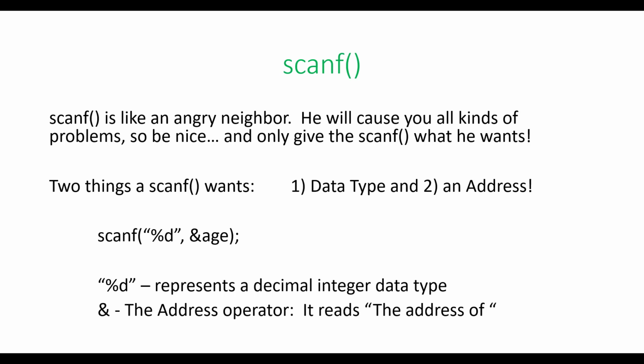So you'll notice in this particular scanf that I have on the screen, it says scanf, and then there's a parenthesis followed by a string in double quotes and a %d. The %d represents a decimal integer data type. So when we use the %d, we're telling the scanf to go grab that as an integer. Then you'll notice the ampersand, which in this case is the address operator. It reads the address of. So in order to understand a little bit about this, we have to understand variables in memory.